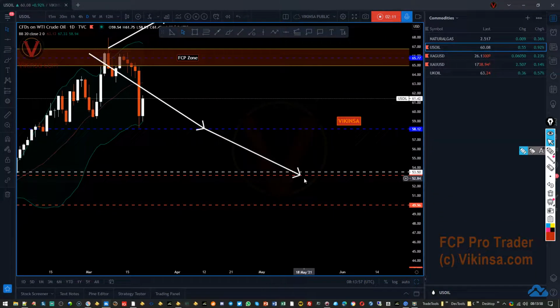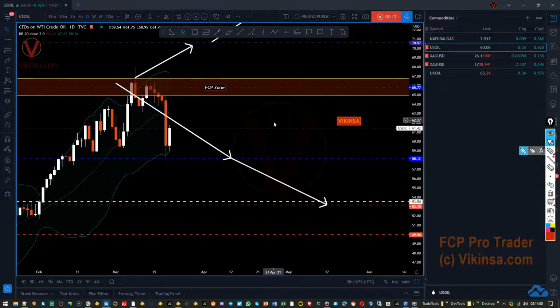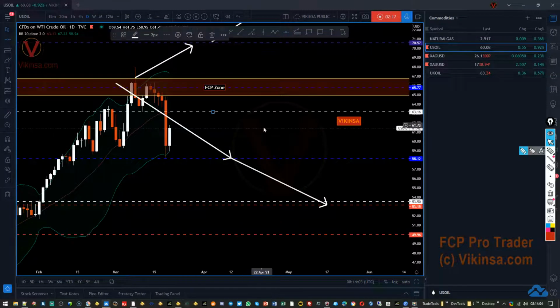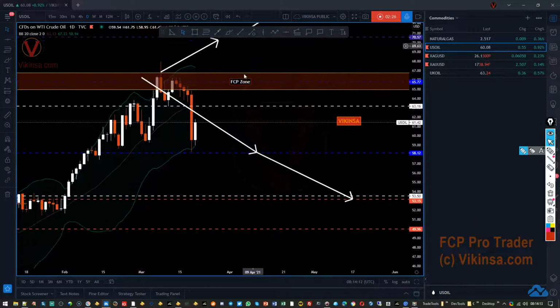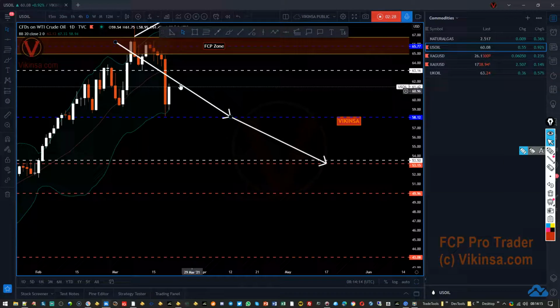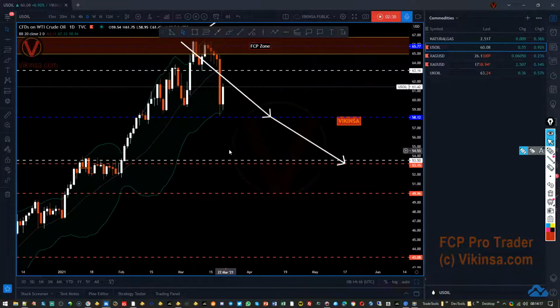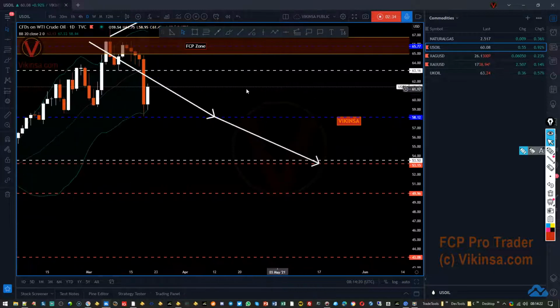And this is the first target. The second target is going to be around here. Now, if the market starts to move higher, then we are looking at this particular line, 63.16, or back into this FCP zone. Once the FCP zone is broken, only then are we looking for bullish movement. So far, there are no signs of that. There are signs of it actually falling further down. So far, it is creating this M pattern.